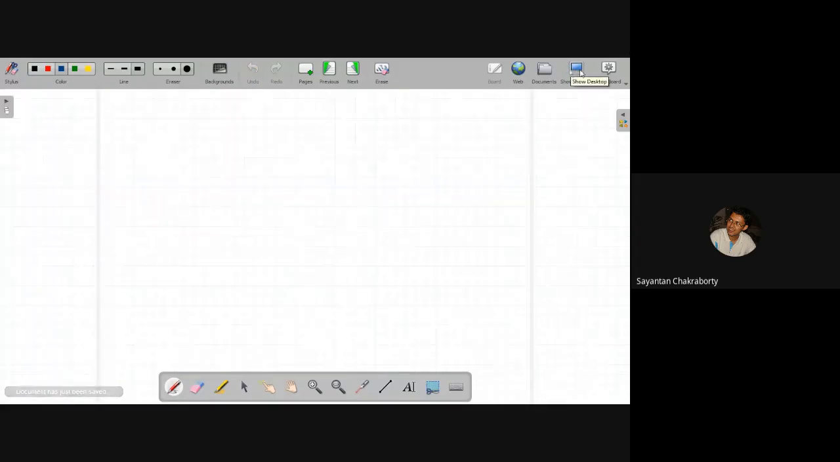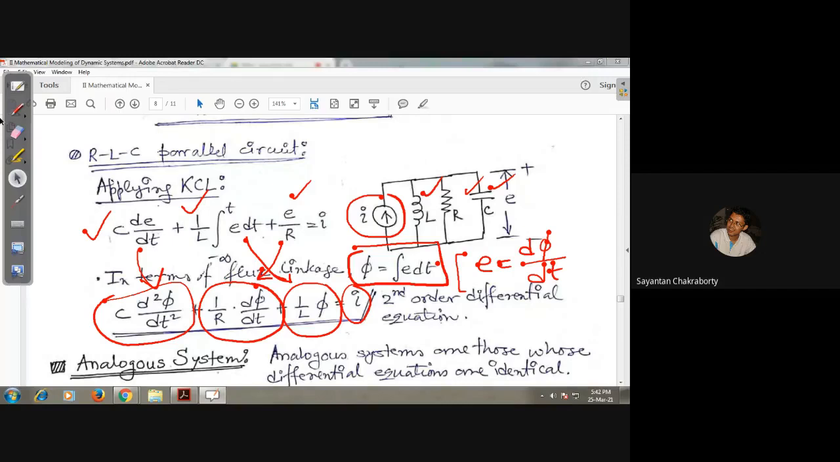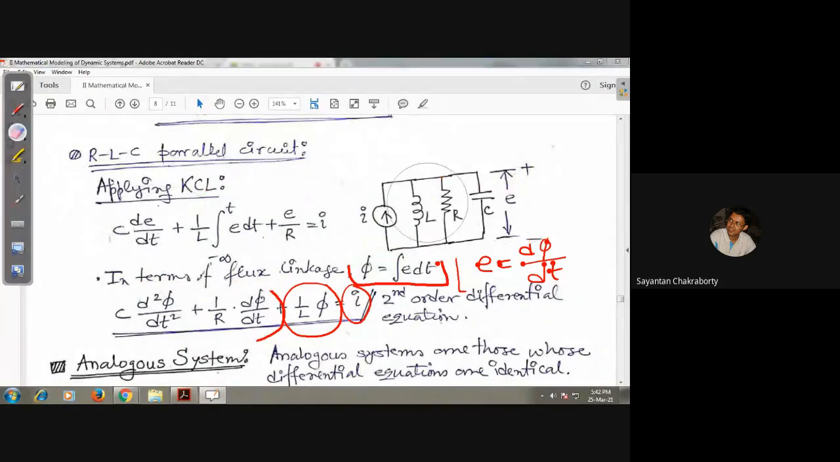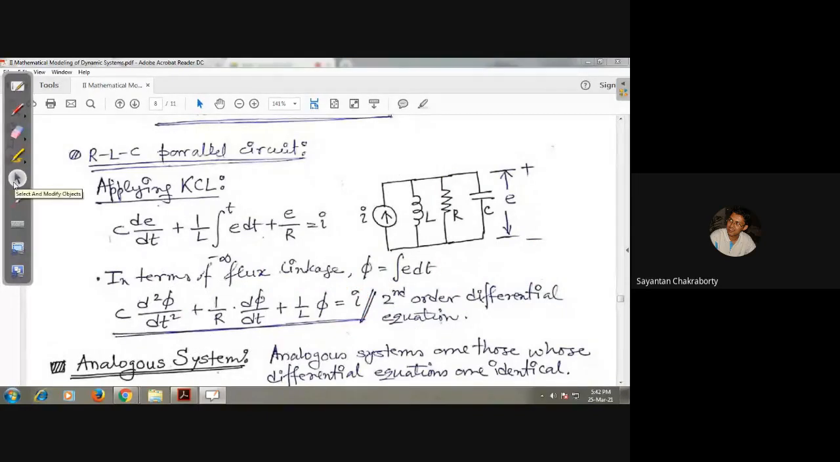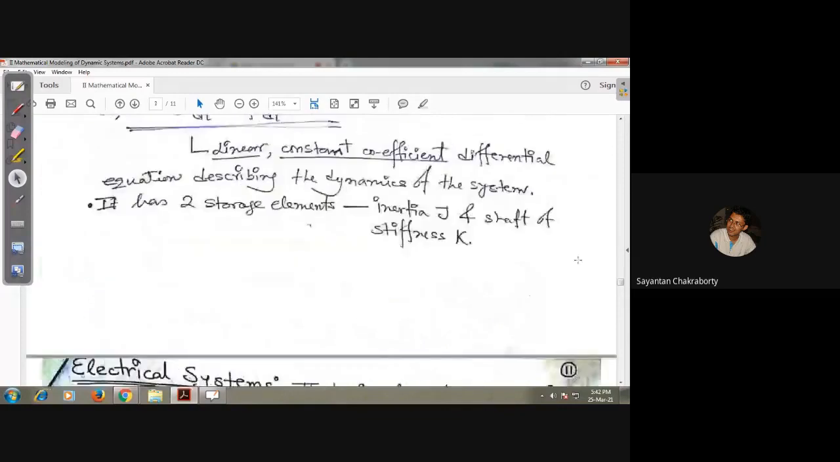It is not only restricted to second order systems. Even if you have third, fourth, any higher order system, that can be equivalently represented in terms of an electrical network. It may not be a series RLC or parallel RLC circuit. There may be other permutations and combinations, series-parallel or other combinations.